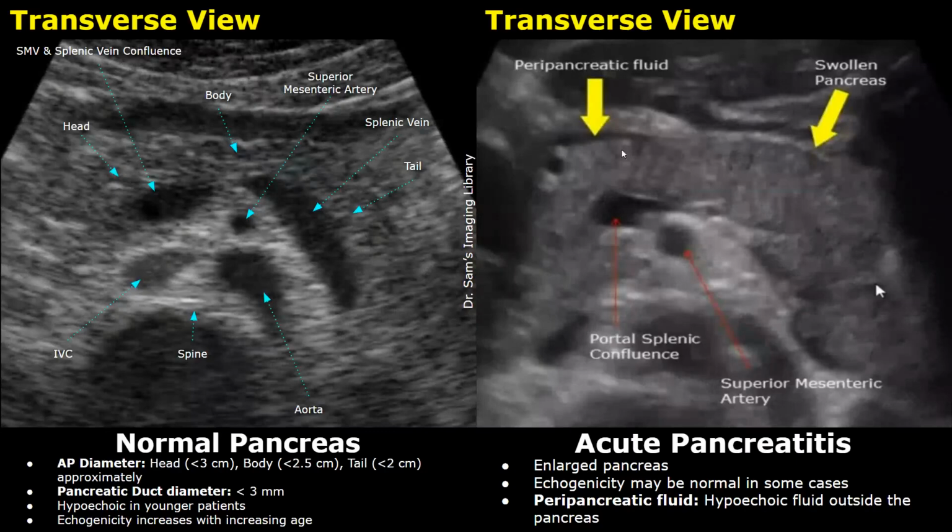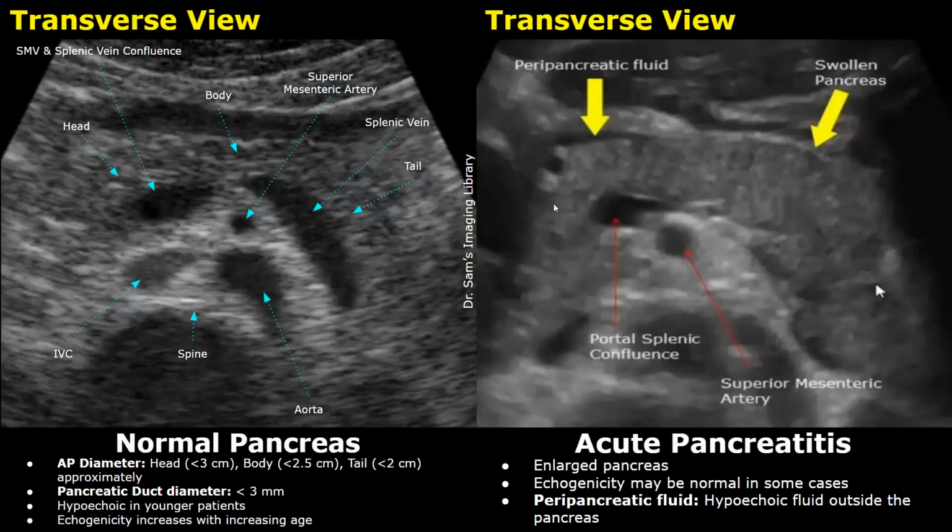This is a different image showing the normal pancreas in transverse plane. The pancreas does not appear enlarged. This round hypoechoic or anechoic structure is the superior mesenteric artery. It is seen behind the splenic vein. Posterior to the superior mesenteric artery is the aorta. These structures will be seen pulsating in a live ultrasound image. The IVC is seen adjacent to the aorta, and this hyperechoic structure with shadowing is the spine.